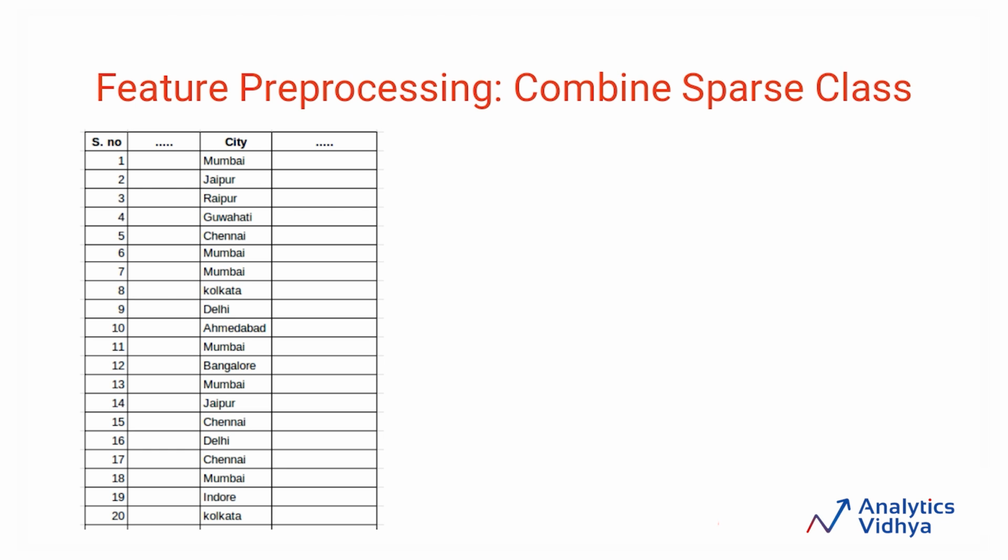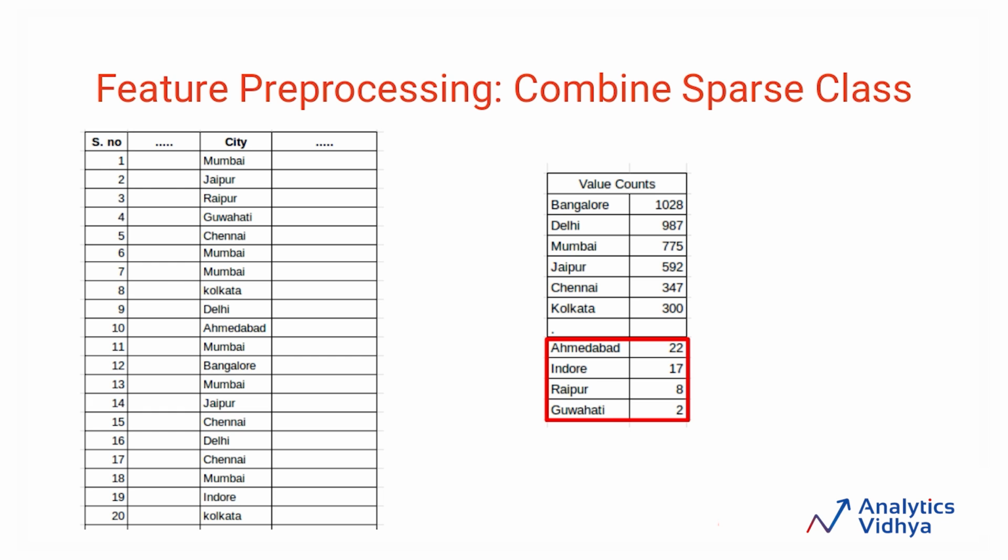Well, here's the trick. We can combine sparse classes. But wait, what are sparse classes? Classes with relatively low frequency are known as sparse classes. Here's the value count for different cities. Cities having very low frequency, like Guwahati, Raipur and Indore, are less frequent in the dataset compared to other cities in the data. Since these cities have a very low frequency, we can combine these cities under a new category other to reduce the number of unique categories. And this will not explode the dimensionality of the dataset as well.